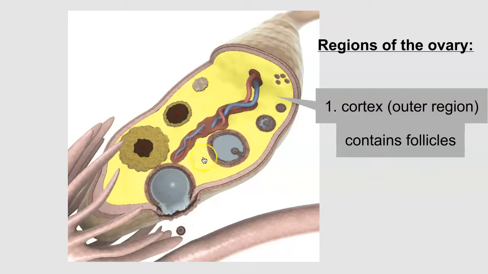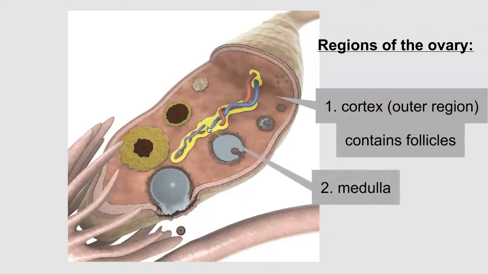And then the central core of the ovary is a region known as the medulla. Here's the medulla highlighted yellow. You can see it's loose connective tissue and a blood supply.